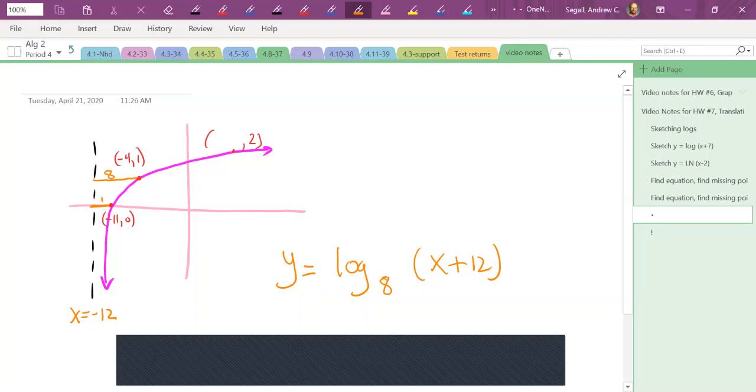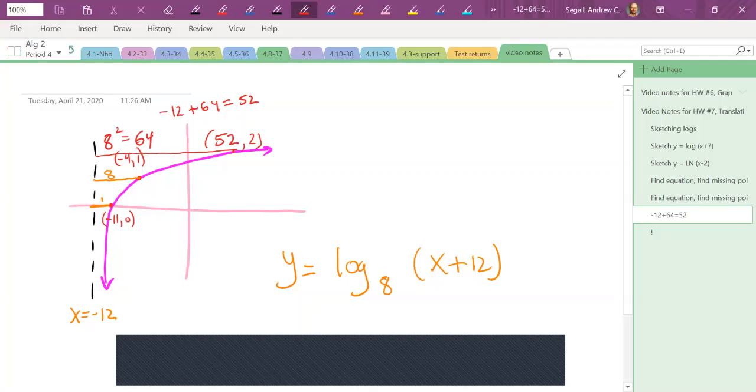And let's see here. If I'm at a y value of 2, that means I've moved over a total of 8 squared, or 64 units. So I started at -12. I moved to the right 64. That's 52. And that means the x-coordinate right here is 52.